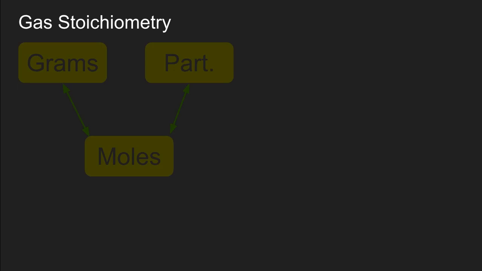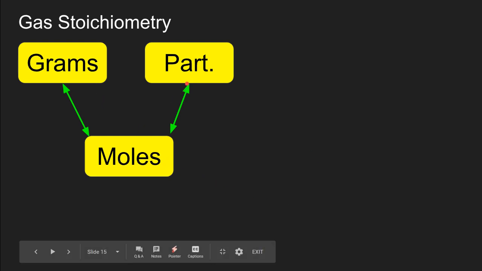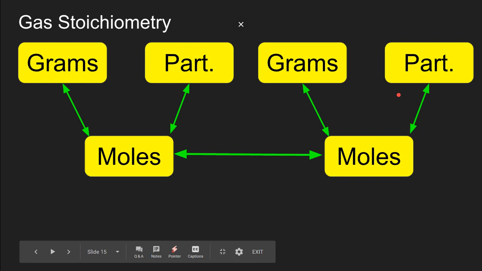Okay, so we have a little flow chart on the top. It should look very familiar to you. We can fill this in quickly. You can just do the first letters if you want, but you've got grams, moles, and particles, and then we'd have grams, moles, and particles.